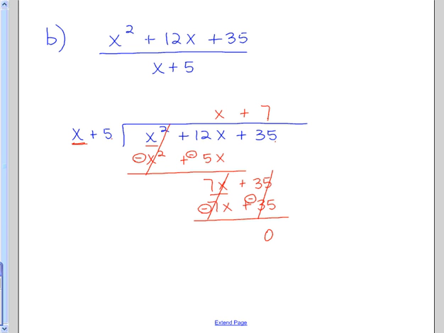0 remainder, so my answer would just be x plus 7 with no remainder, which just means that this divides evenly.